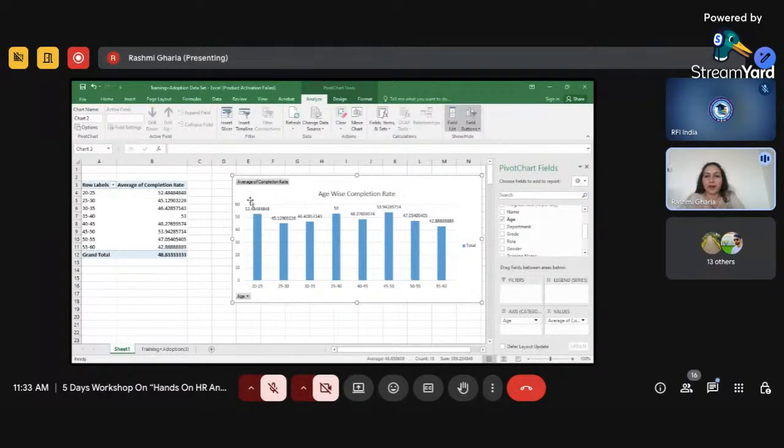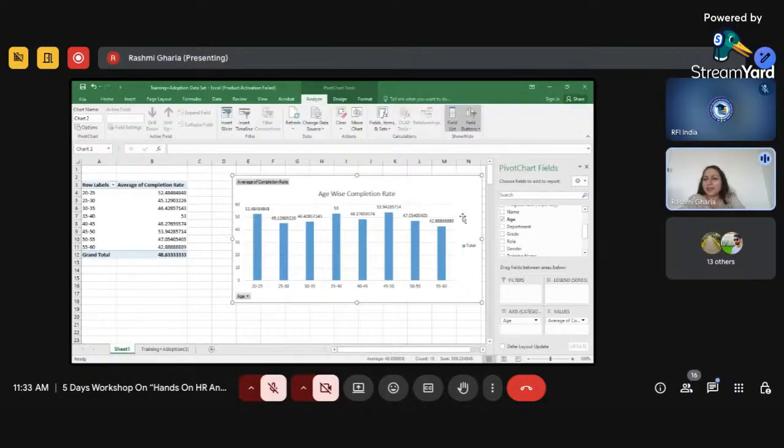If we see this chart, the age group 45 to 50 is highest, followed by 35 to 40. But if we see here, age group 25 to 30 has the lowest adoption rate in comparison to the others, and one more age group that is the lowest is 55 to 60.